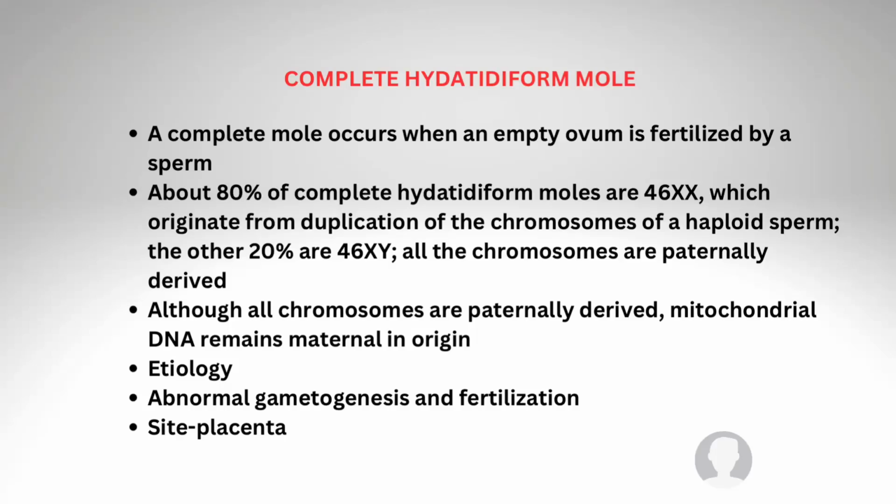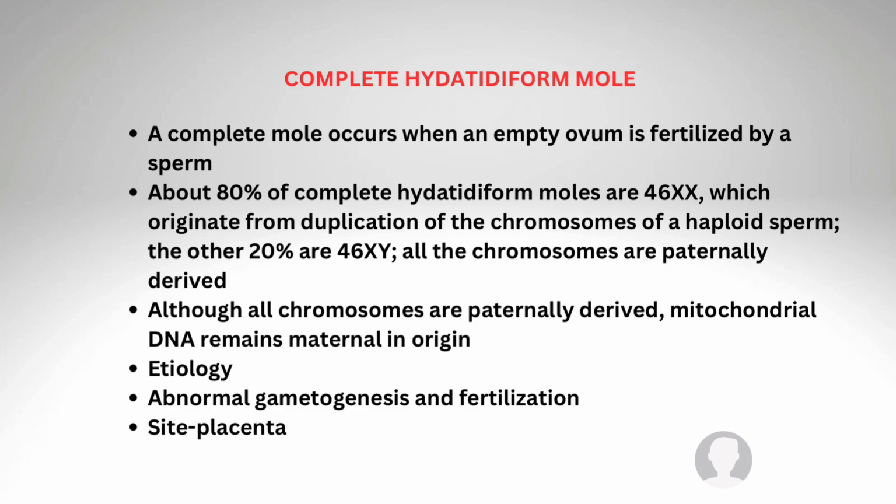Now, in this lecture, I will talk about complete hydatidiform mole. A complete hydatidiform mole occurs when an empty ovum is fertilized by a sperm. About 80% of complete hydatidiform moles are 46XX, which originate from duplication of chromosomes of a haploid sperm, and the other 20% are 46XY, where all the chromosomes are paternally derived. Although all chromosomes are paternally derived, mitochondrial DNA remains maternal in origin.